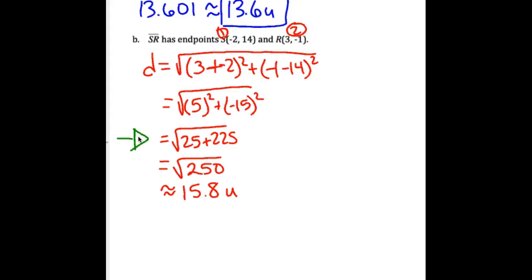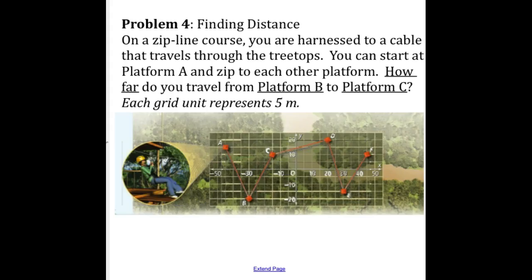We've got one problem left to go. This one's an application problem. It says finding distance. On a zipline course, you are harnessed to a cable that travels through the treetops. You can start at platform A and zip to each other platform. How far do you travel from platform B to platform C? And they tell you that each grid represents 5 meters. So let's start by finding B and C. It looks like B is down here and C is up there.